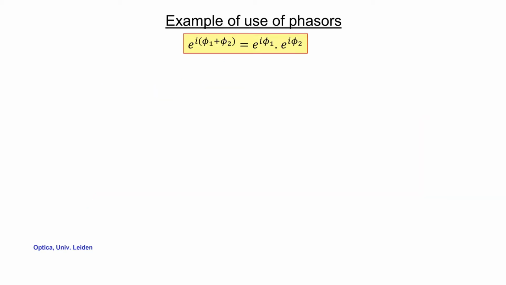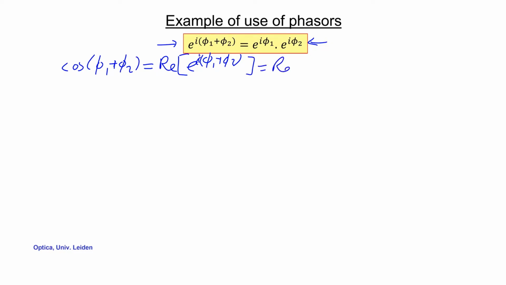One example of the use of phasors is based on this relation. So suppose you want to calculate the cosine of the sum of two angles, and you want to express this in sines and cosines of the individual angles. How do you do that? Well, what you use is the relation that you can write the cosine as the real part of a complex exponent. And a complex exponent you can express as the product of these two complex exponents.